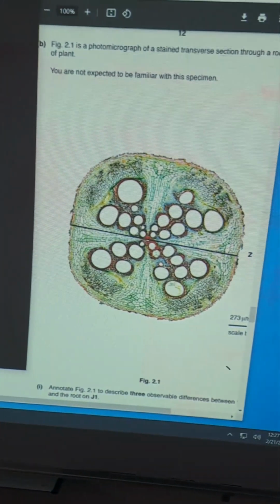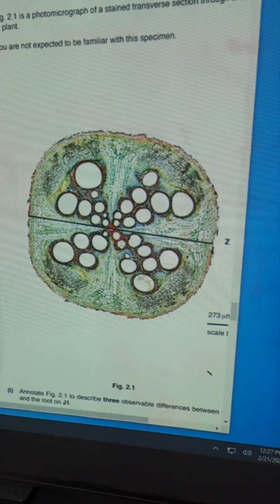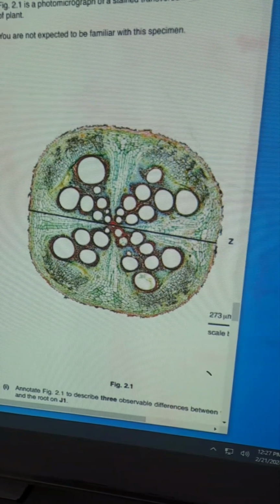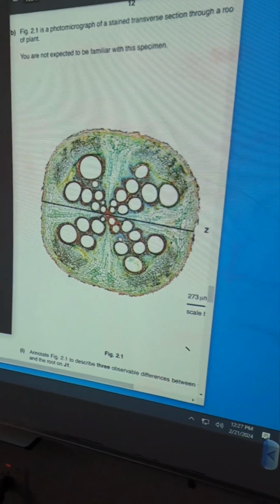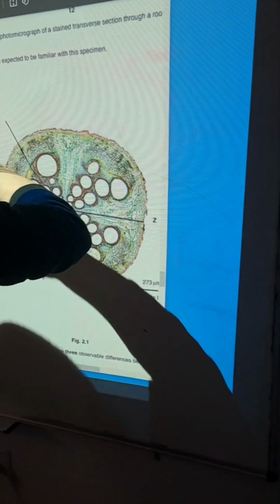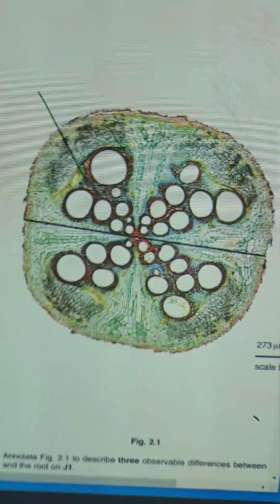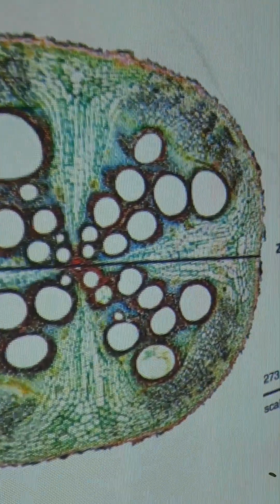Now Ahmed is going to label the exam paper, this one. You need to label it with some annotation about the differences between the J1 slide and the exam paper transverse section. Difference in shape of xylem, ring shaped on J1. So Ahmed is saying that the xylem vessels are distributed in X shape right here, while the xylem vessels right here are distributed in ring shape. So this is one of the differences.